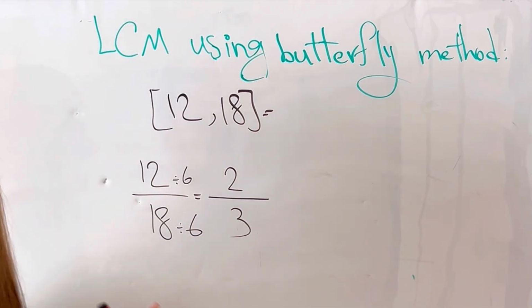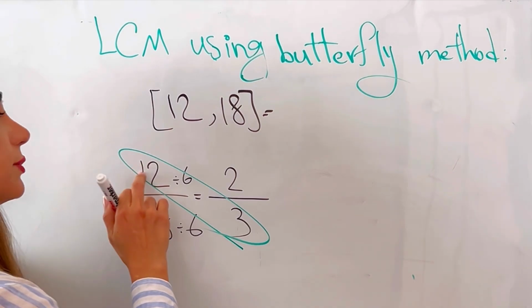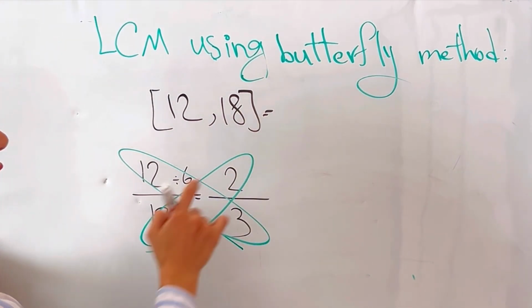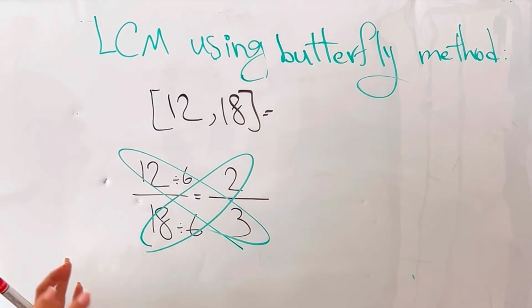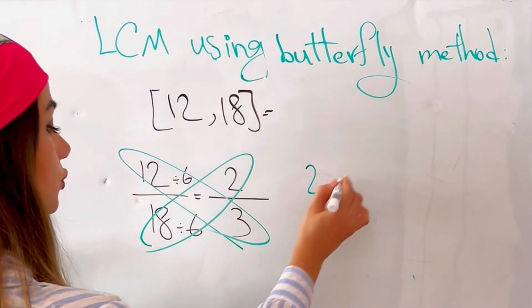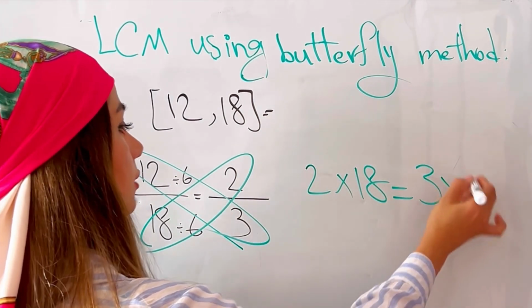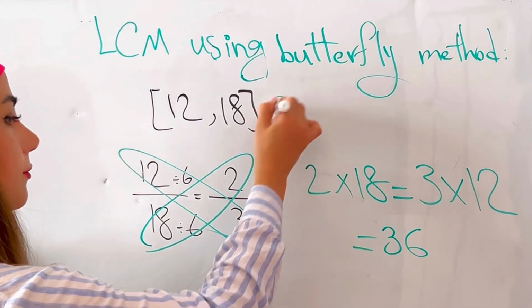Now just multiply diagonally like butterfly wings. The top number with the bottom, or the bottom number with the top, they are the same thing. The product gives you the LCM. 2 times 18 or 3 times 12 equals 36, which is the LCM.